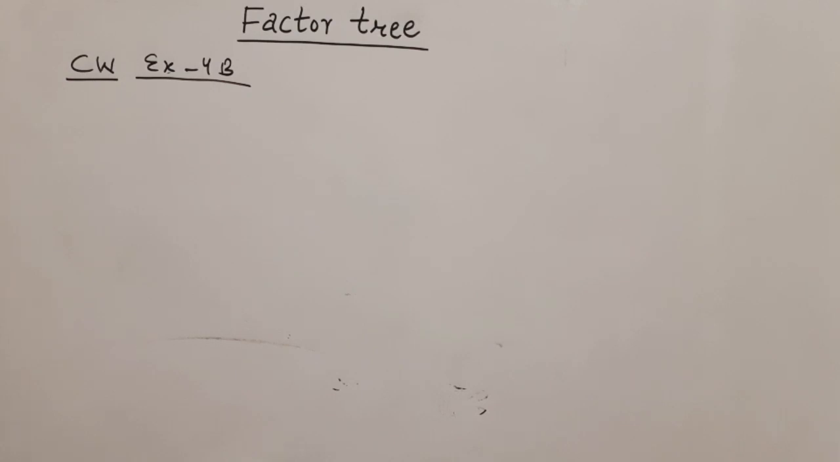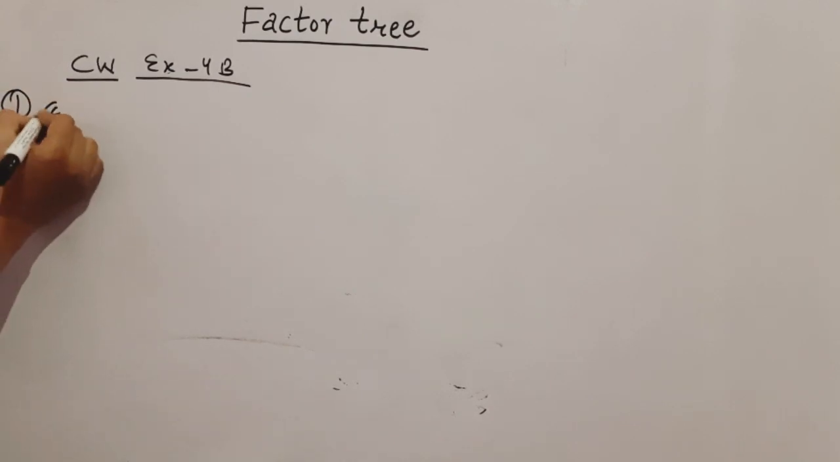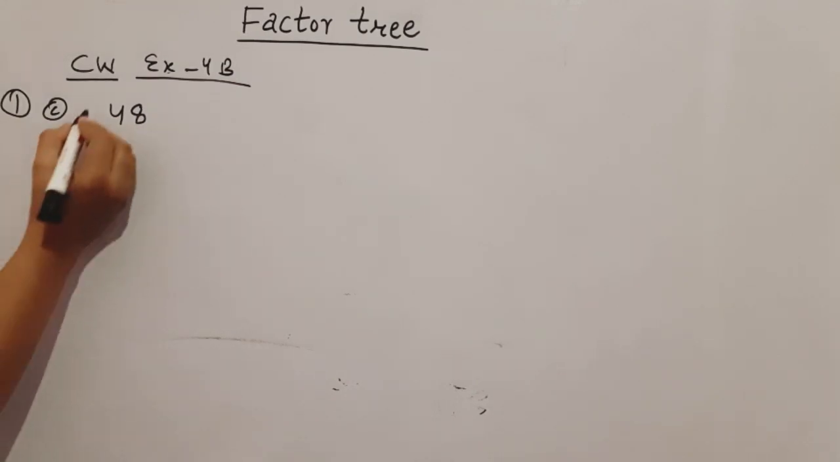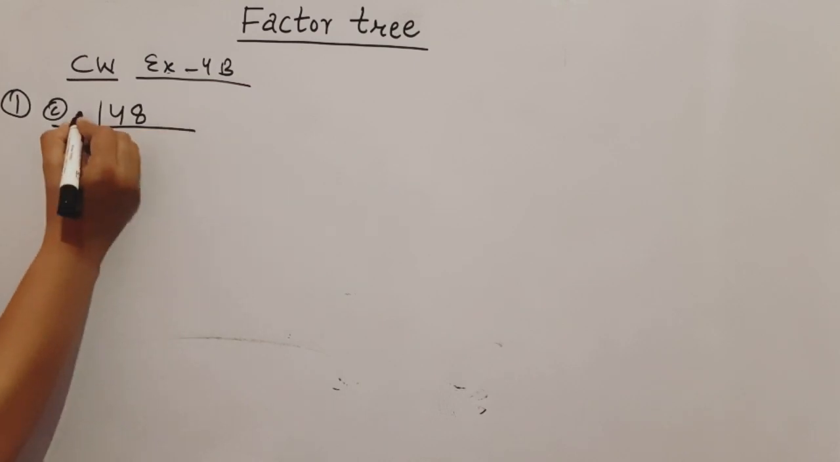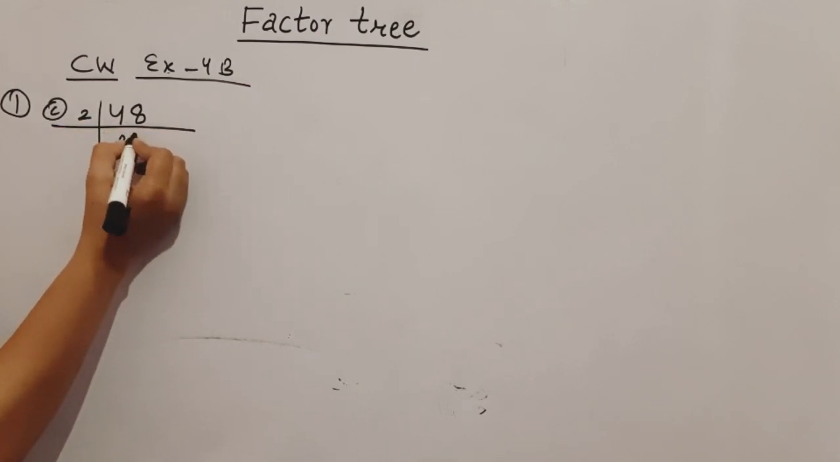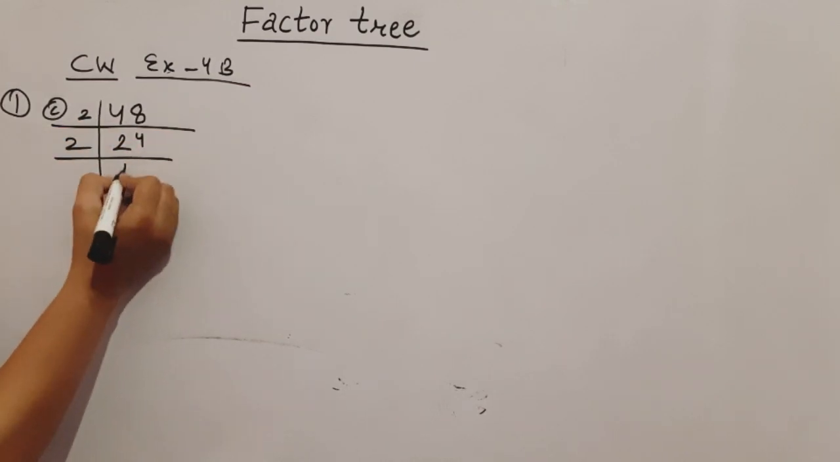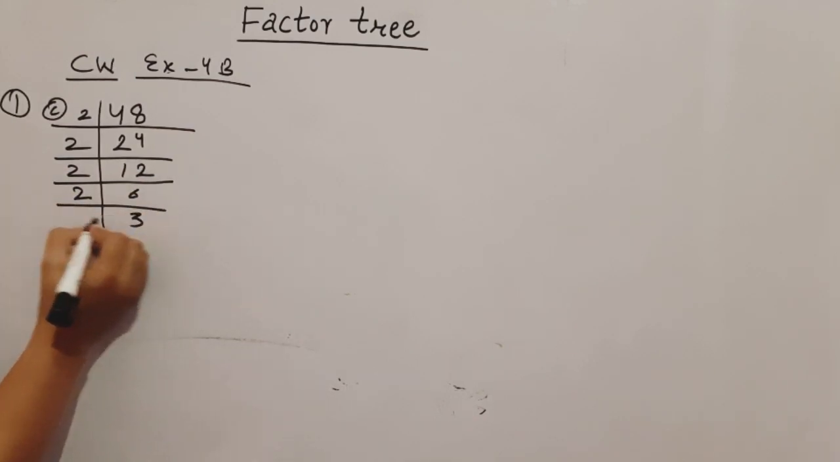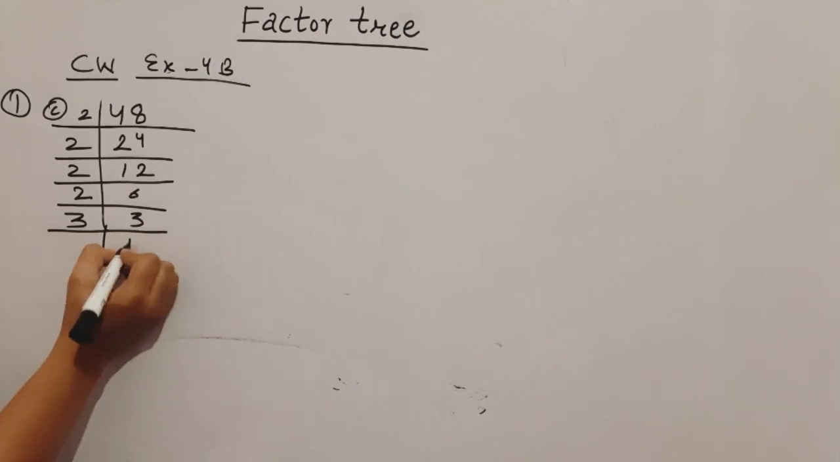So I am going to solve it. Question number 1, C option. So C option is 48. We have to do it by division method and also by factor tree. So first you will do the division method. 2 2s are 4, 2 4s are 8, 2 1s are 2, 2 2s are 4, 2 6s are 12, 2 3s are 6, and then 3 1s are 3.